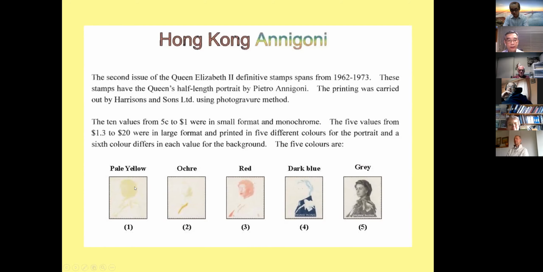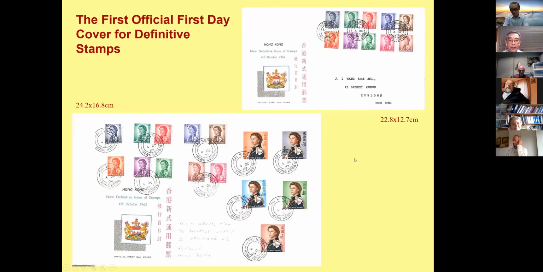For the head of the Queen, you get the pale yellow, and then part of the head gets the orchid, and also you get the red here. And for the coat, it will be dark blue, and then also with the gray colors. Besides these 5 different colors, there would be different colors in the background also. So these are the first day covers. You can see that the small format are monochromes, and these are the large format. Basically, the Queen has the same style and colors, and the backgrounds are different for different values.